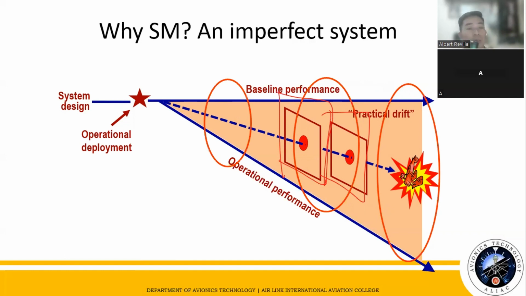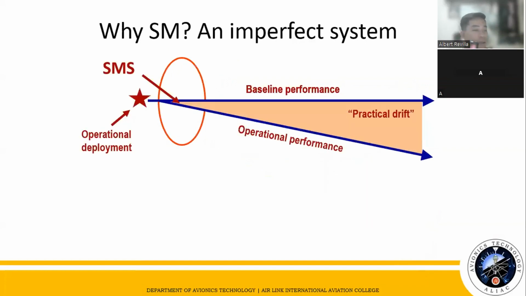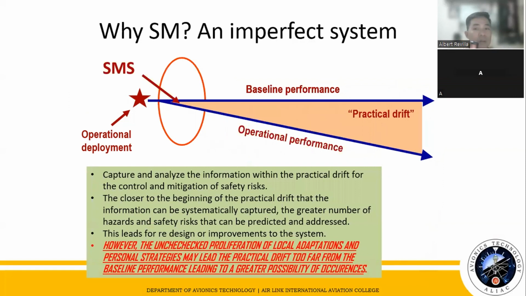So, syempre, dapat nagkakaroon ka ng safety management, aagapan mo sa pinakauna, dun ka na sa hahanapin mo na mismo yung mga risk, kaya nagkakaroon ng hazard identification kung sa una talaga, okay? Para hindi na magkaroon ng failure within your baseline performance. Ayan, dyan yung SMS sa unahan. So, why is that? Bakit sa unahan ulit?